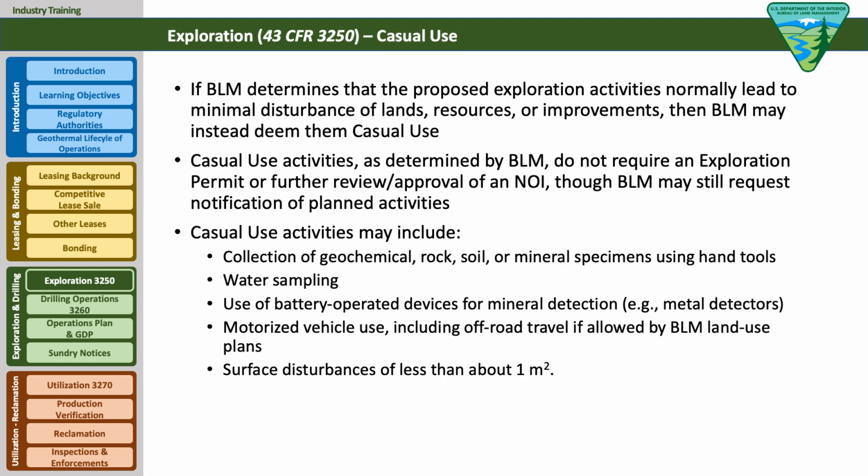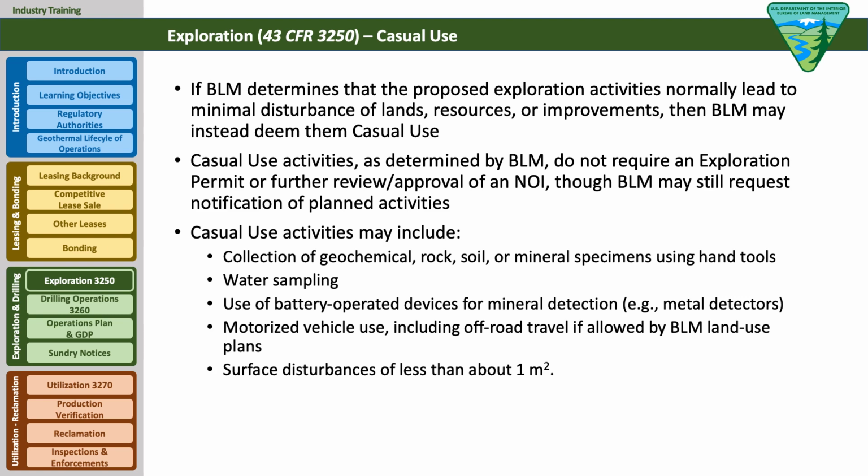During the NOI screening, if BLM determines that the proposed activities normally lead to minimal disturbance of lands, resources, or improvements, BLM may deem these activities as casual use. If BLM determines that the activities are casual use, no exploration permit is required, nor are any further reviews or approvals of the NOI. In this case, BLM then notifies the applicant that their exploration activities are casual use and that their NOI does not need approval. Even so, BLM may still require notification from applicants about their planned casual use activities, though the method for doing so may differ by BLM field office.